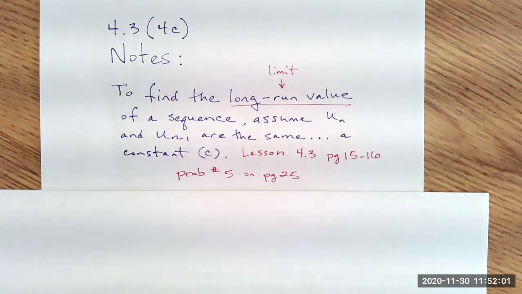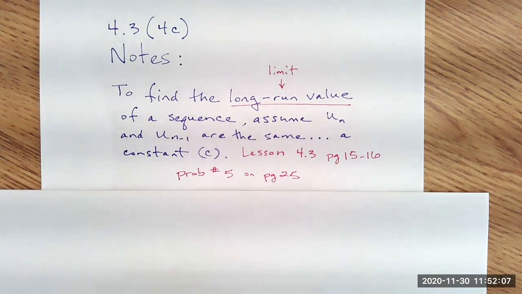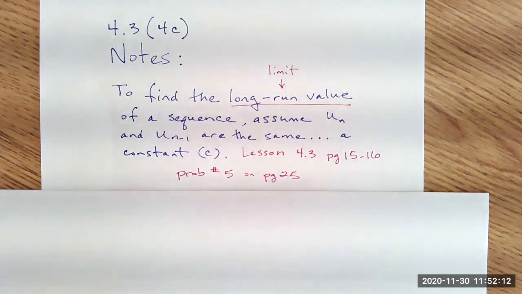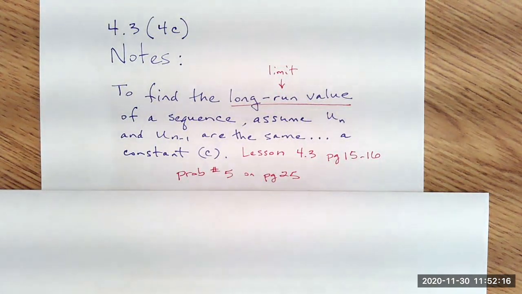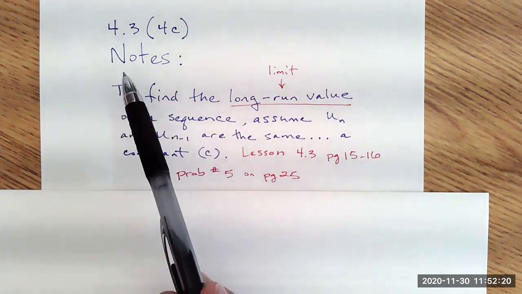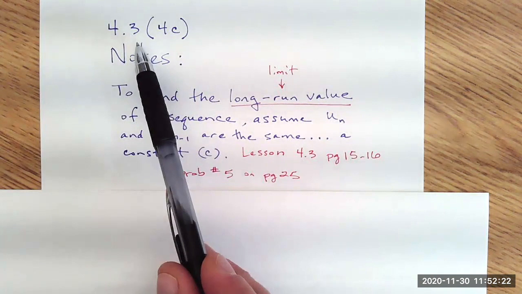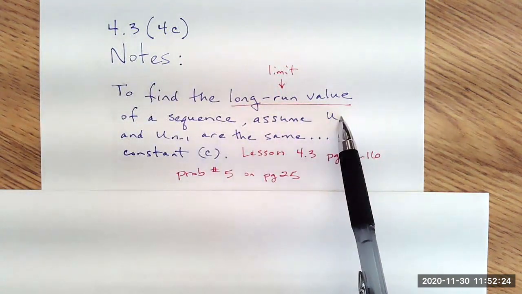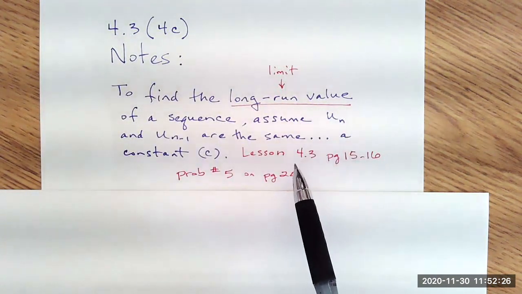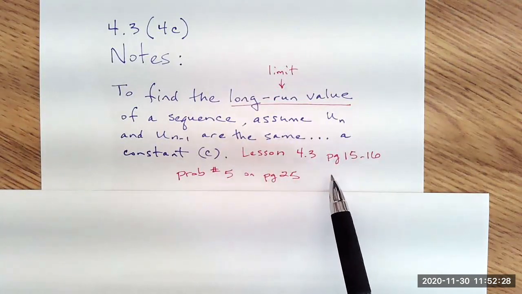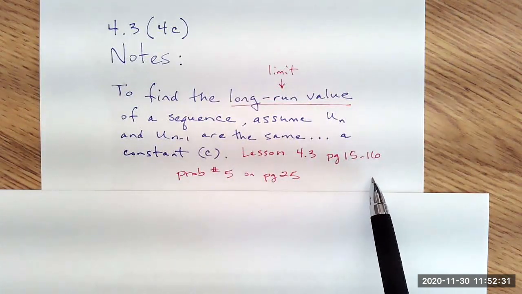Hello, students. Okay, target 4C, being able to use exponents, properties, and logarithms to solve problems in context or real-world problems or just strictly application problems. There are three types. You'll find one in lesson 4.3. This one has to do with long-run values. The lessons 4.3, pages 15 to 16 give you a good example.